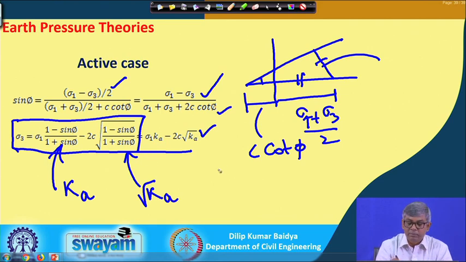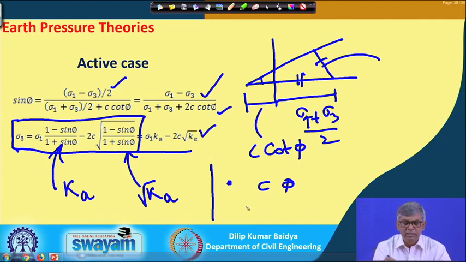That means, at any depth, suppose this is the wall and it retains C phi soil here, then if I want to find out the pressure at any depth, what do I have to do? I have to find out gamma times h, that is sigma 1, multiplied by k a, that is the normal one, and it has to be reduced because of the cohesion part. How will it be reduced? By 2 c times under root k a.